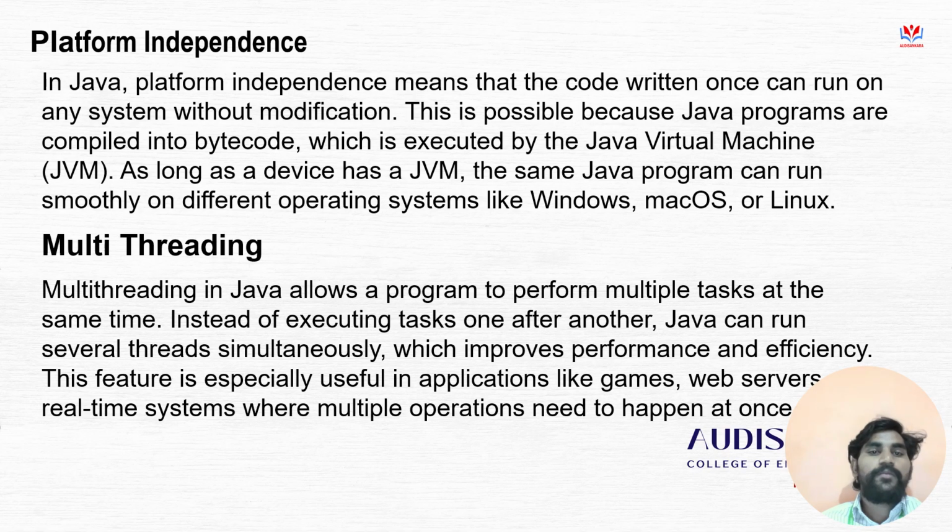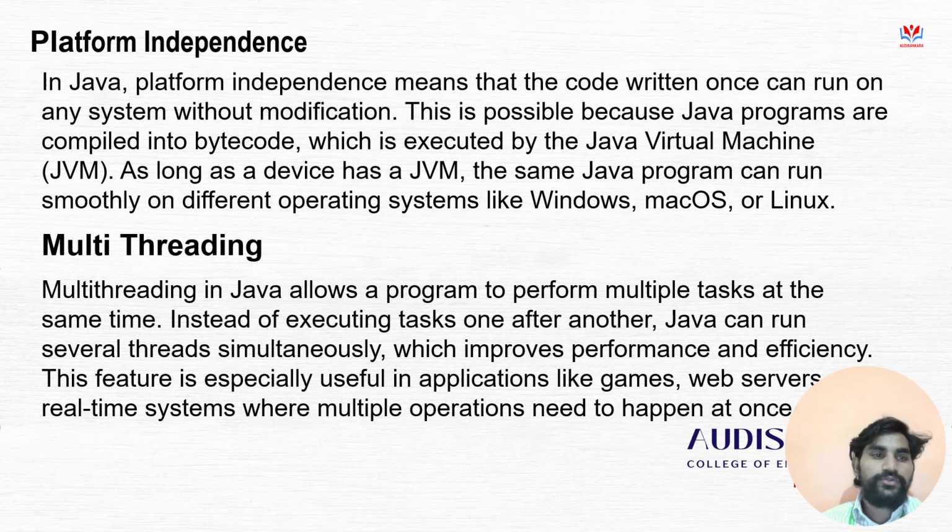Multi-threading in Java allows a program to perform multiple tasks at the same time. Suppose you are using a mobile phone and you are watching YouTube, Insta, and WhatsApp at a time. It allows performing multiple tasks at a time. Then it is said to be multi-threading.